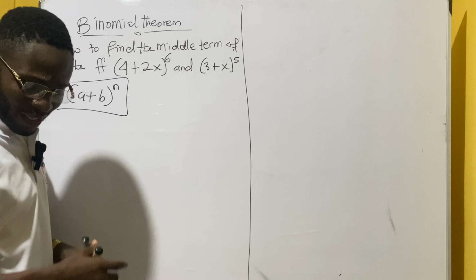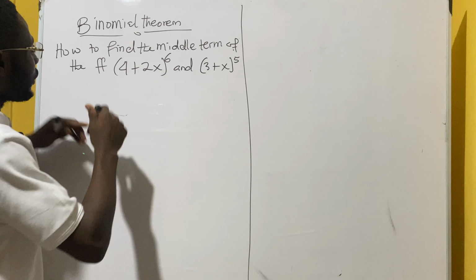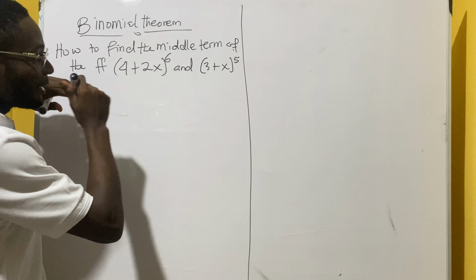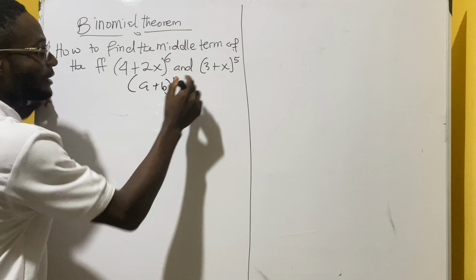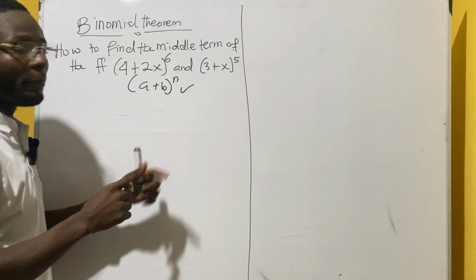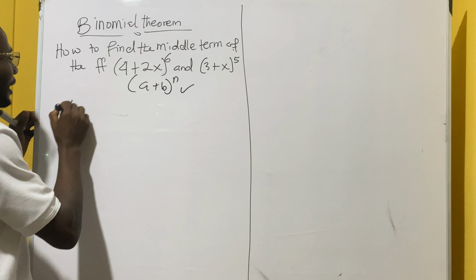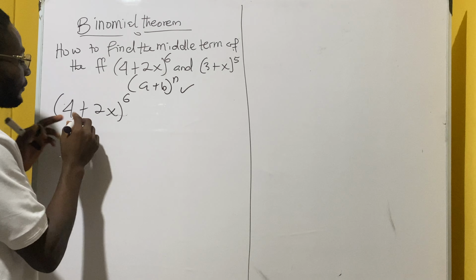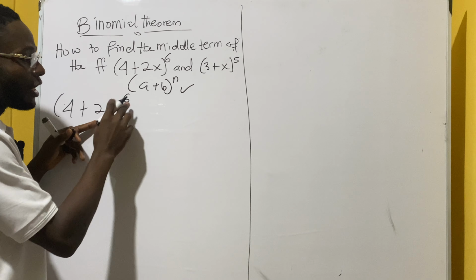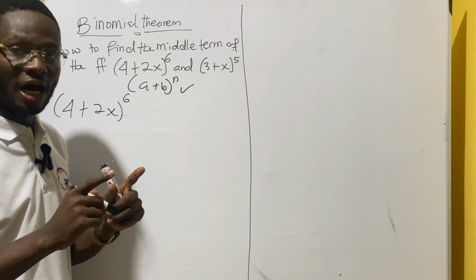So right here, what do we do? Your expansion has to be in the standard form, that is (a + b) to the exponent n. That is the standard form for binomial expansion. If you want to identify the middle term of this particular binomial expansion, (4 + 2x) to the exponent 6, then you have to note the following.